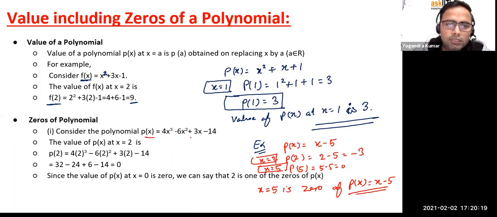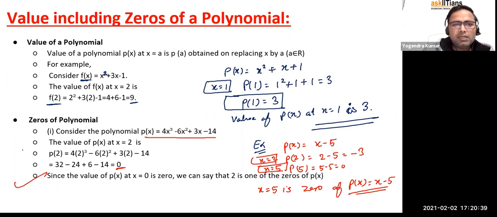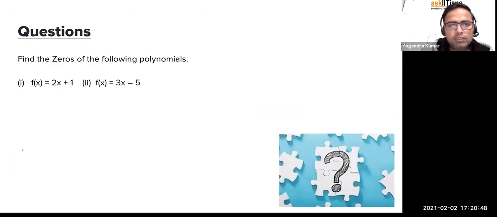Same way here, if you look at this example, x equals 2 is making it 0. So x equals 2 is the zero of this polynomial. That's all, as simple as it is. This is what we need to understand. After this we are going to see the factor theorem and remainder theorem in the next lecture, and that all depends on this concept, which you need to remember.